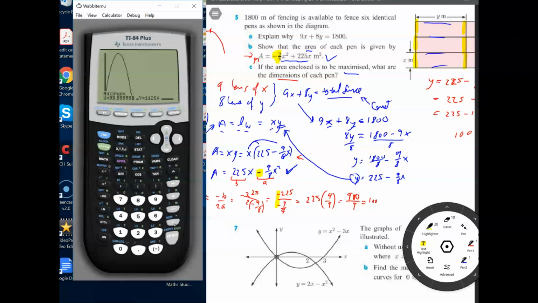And the area turns out to be 11,250. That's the value that they didn't ask for. You can calculate if you want to. So the answer is x equals 100. That's what we got when we did it by hand using negative b over 2a, right? And the y value turned out to be 112.5, which the calculator is not showing us because the calculator only shows us the x value and the area value because that's what it's graphing, right? All right, let's move on.